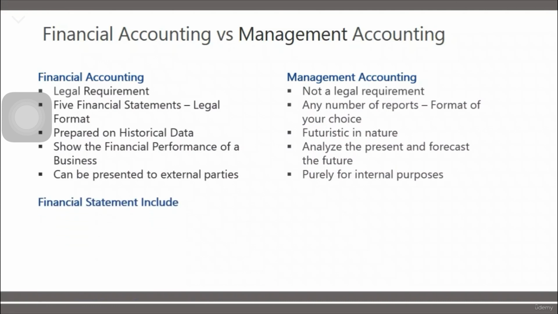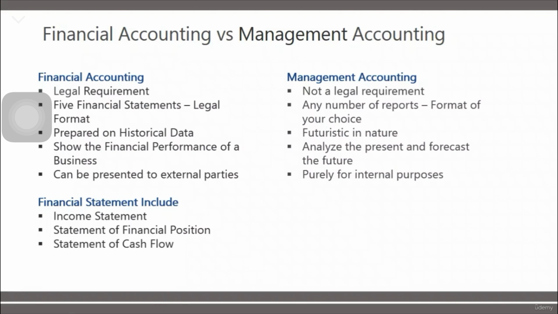Financial statements include what? They include your income statement, which is also called statement of comprehensive income, the statement of financial position, which is called balance sheet, the statement of cash flow, the statement of changes in equity, and the notes to the financial statements. So these are the 5 financial statements according to IFRS. There is no 6th one, only 5 of them.